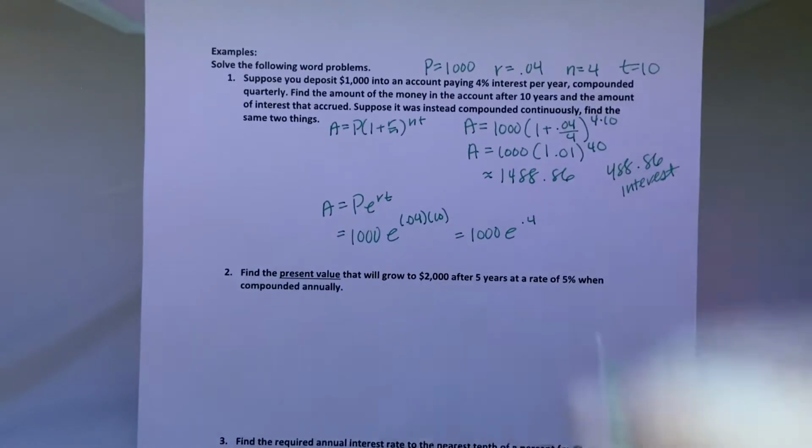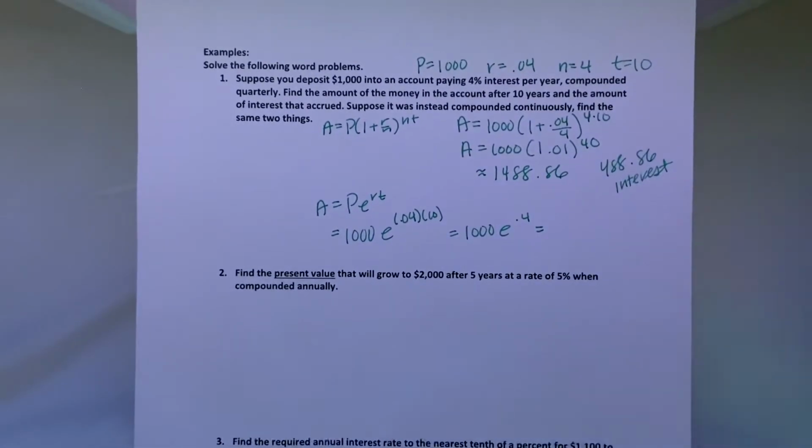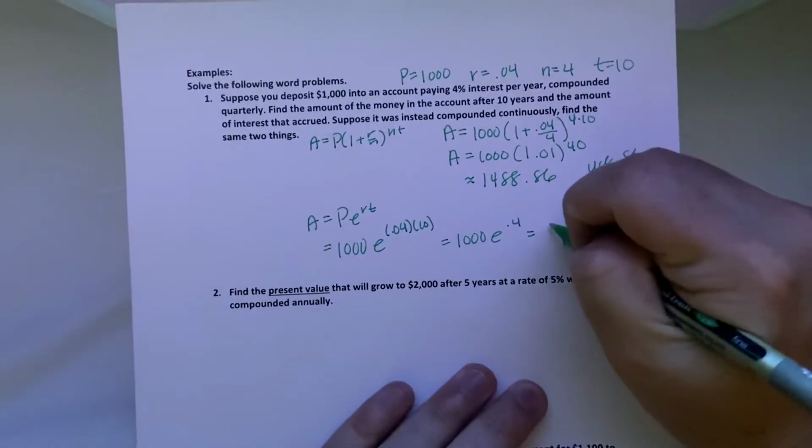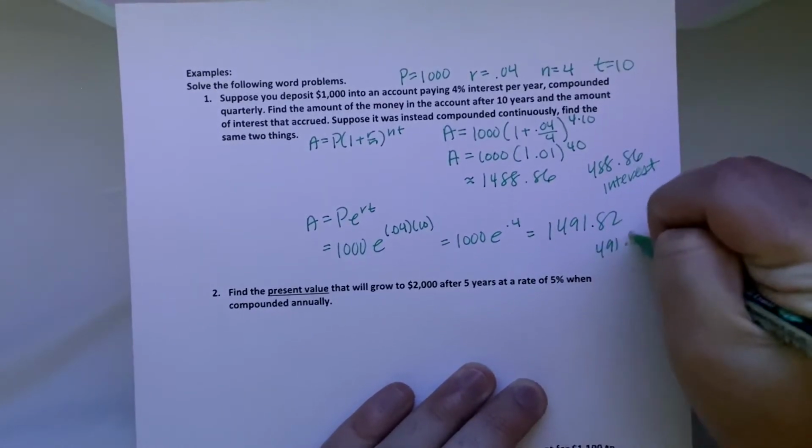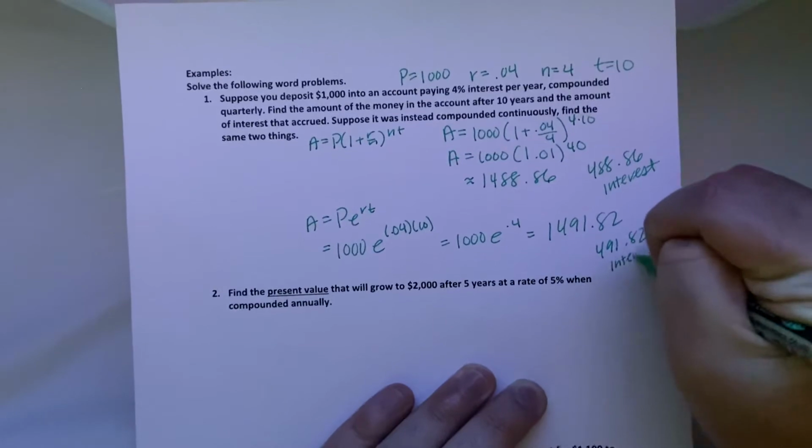And again, from here, you can put it into Google or a calculator. Yes, Google does know what you mean if you just type e, the letter, in there and raise it to the 0.4 power. This is $1,491.82, which means $491.82 interest.